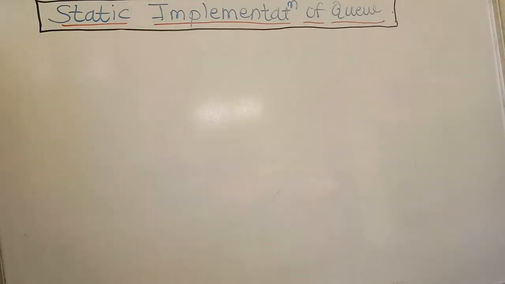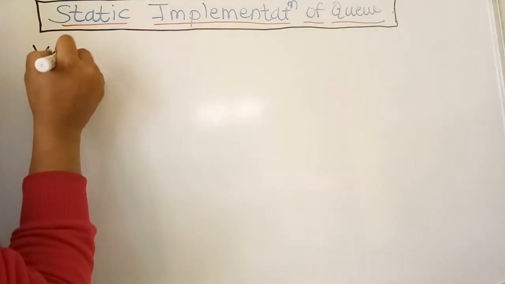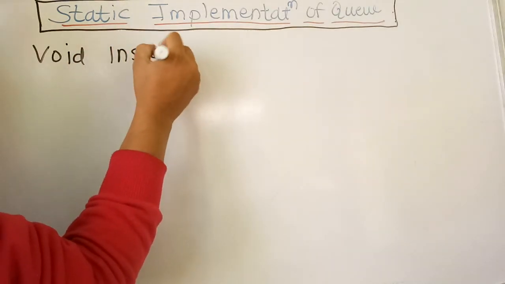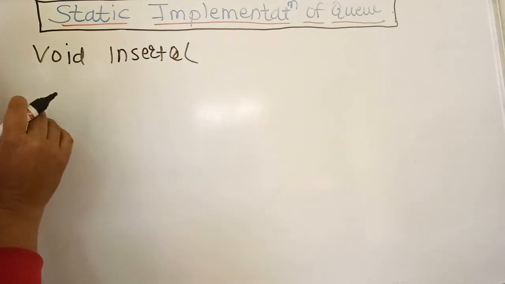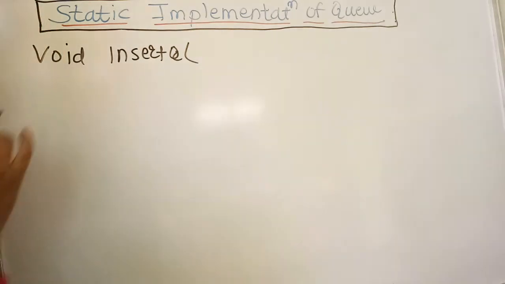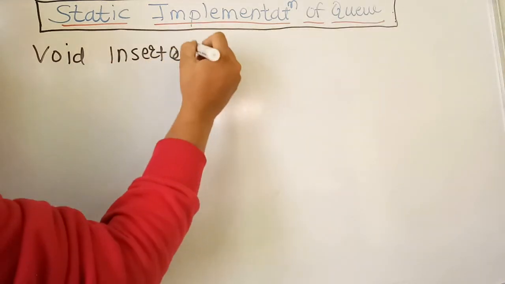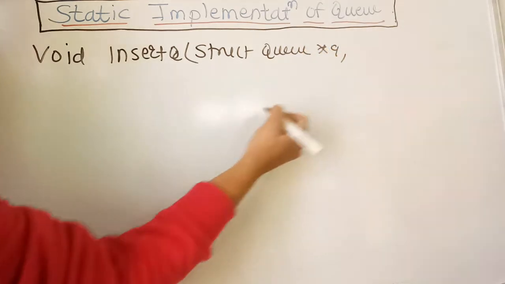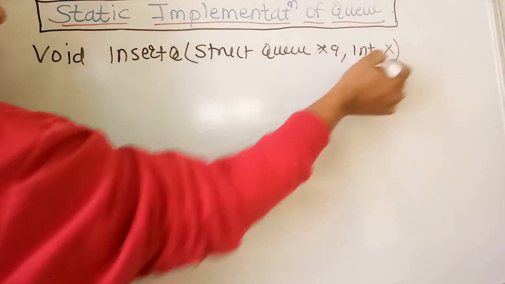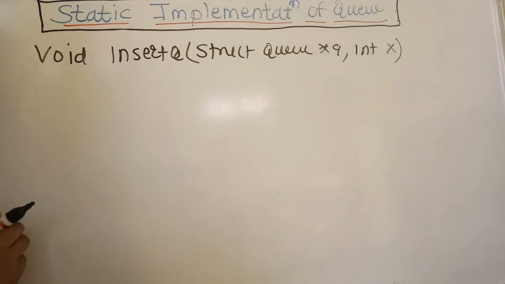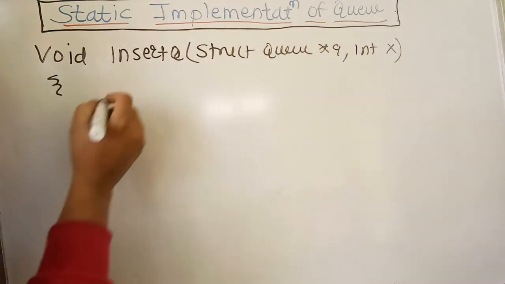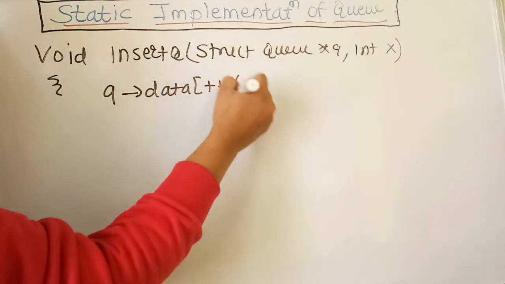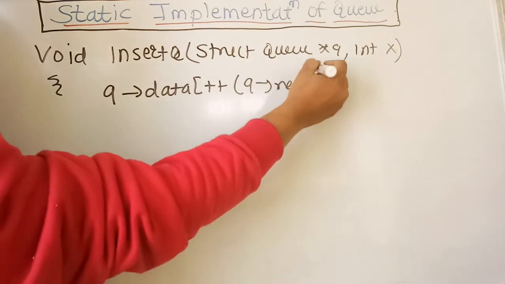Now we will see the next two functions, that is the insertion and deletion in a queue. So first of all we will see insert in a queue. We do not have to return anything, so we are taking void as the return type. What will be the parameters for this function? We will take one variable of the queue and one data element that we have to insert in a queue, that is the integer x. Now how to insert data in a queue? Simply we write q pointer data of plus plus q pointer rear, equals x.